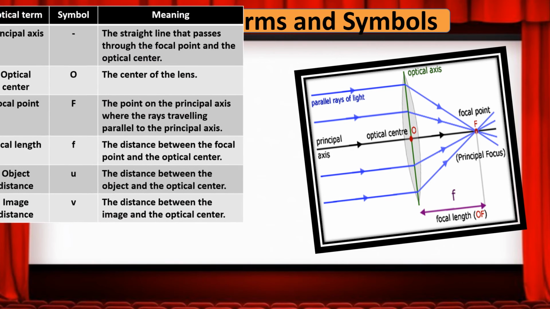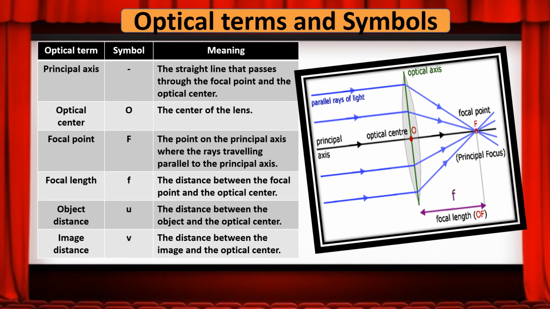So this time let us discuss the optical terms and symbols. We have the optical terms here, the symbols, and the meaning of each word. When we say principal axis, it is the straight line that passes through the focal point and the optical center. So this is the principal axis. This one passes through the focal point.